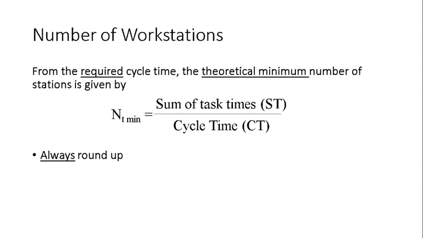Well, given the cycle time, we can find the minimum theoretical number of workstations by using this fraction. If we divide the sum of the task times, which is something that we already know, by the cycle time, we get the number of workstations that theoretically solve our problem. Always, as soon as we find a decimal number, we round up. We said that we're talking about theoretical, not actual, because in practice we have some constraints that might lead us to a larger number of workstations.